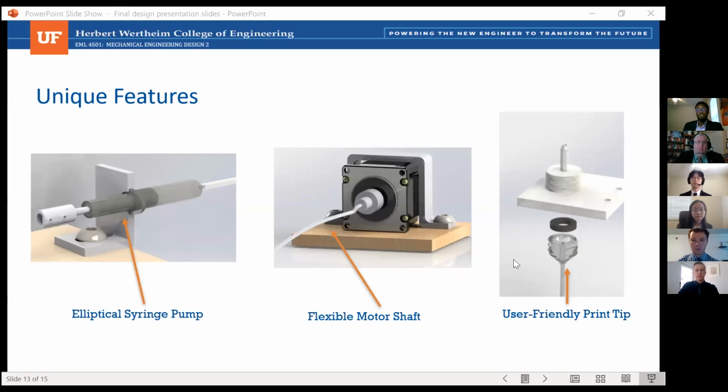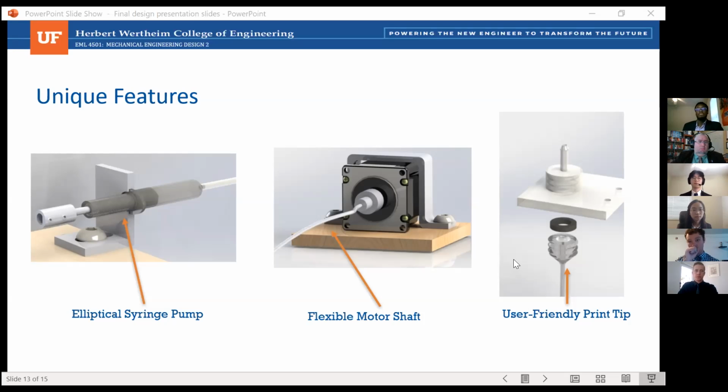Our design has three major features that are unique from other current designs: an elliptical syringe pump, user-friendly print tip, and flexible motor shafts. Due to the geometry of the syringe pump, a guide rail that you would typically see on most linear actuators is not required. This really eases manufacturing, and it also prevents shear of sensitive biomaterial. Additionally, it snaps easily into place without tools.